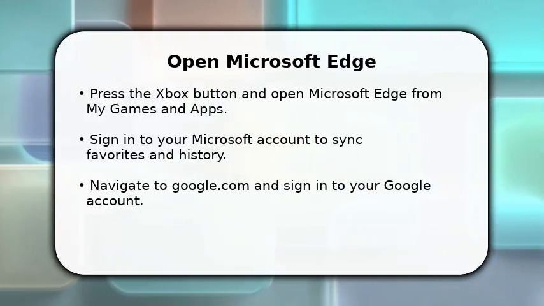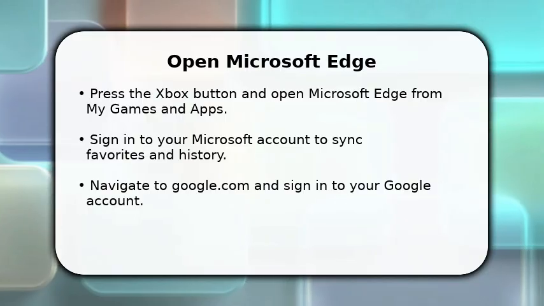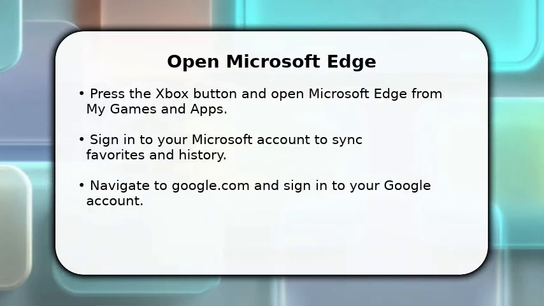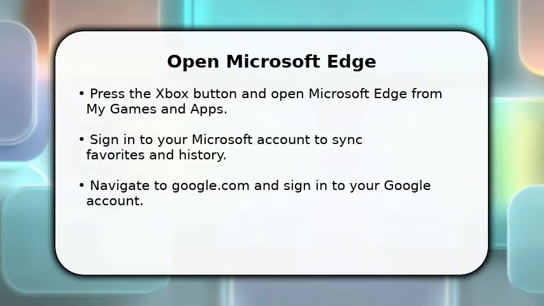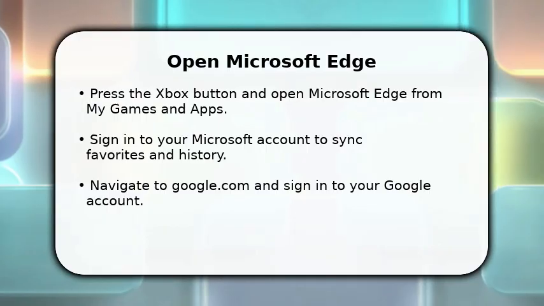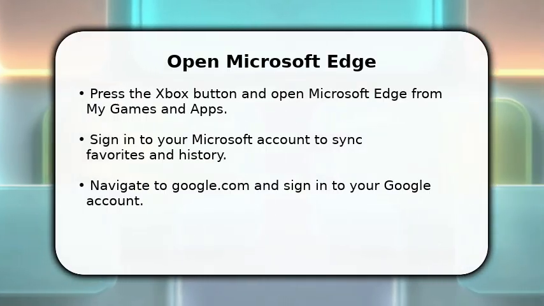In Edge, move to the address bar by pressing Y and select it. Type Google.com with the on-screen keyboard or a connected physical keyboard. Sign into your Google account if you want personalized results and saved settings.